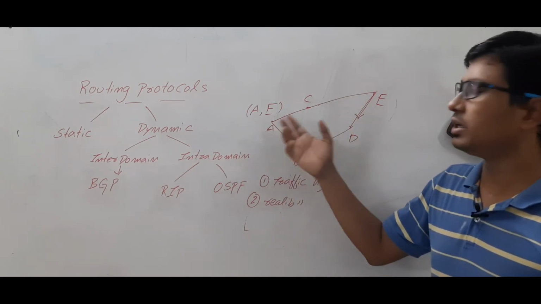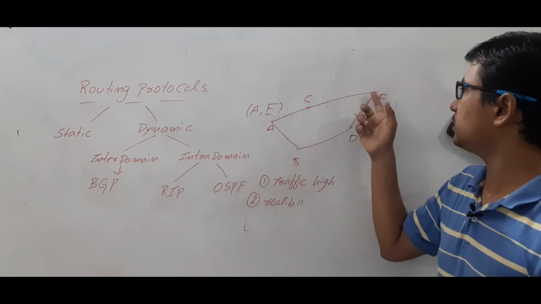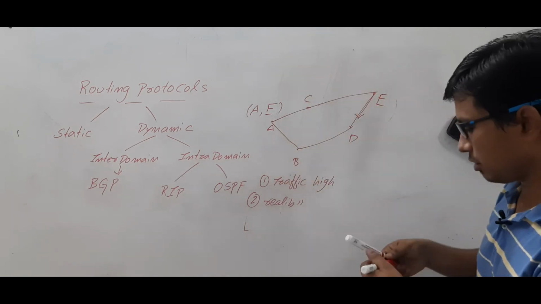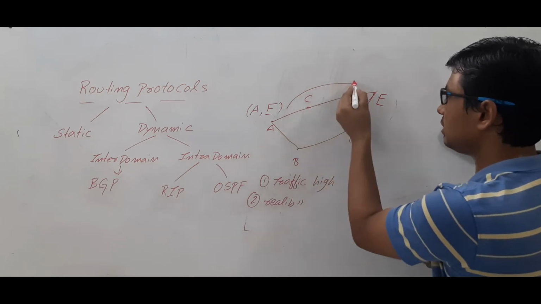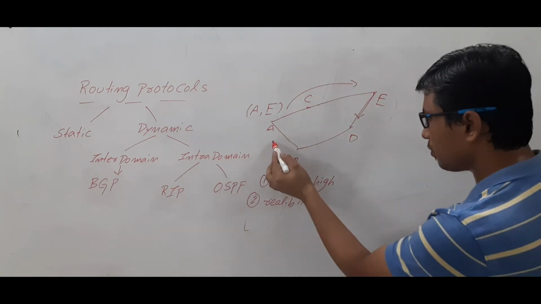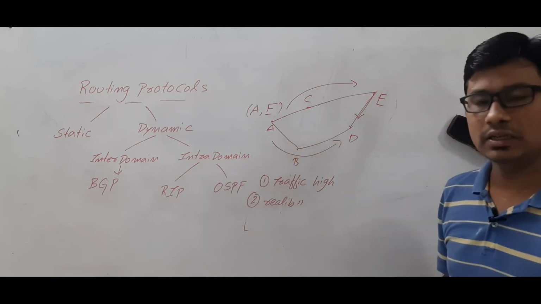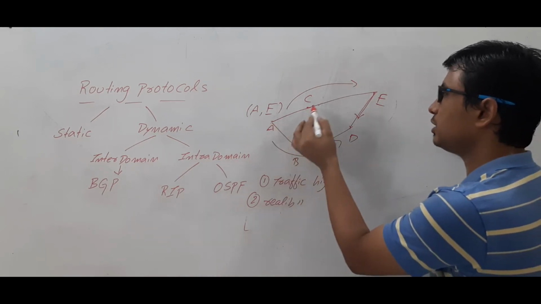Suppose, using any routing protocol you want, you send data to E. It can select either this path or this path. Are you able to follow it or not? You can send the data via this path or via this path. Suppose let's take that it has found this path. Is it clear? Now it has been sent from A to C.